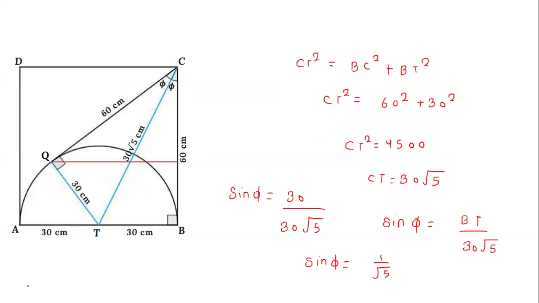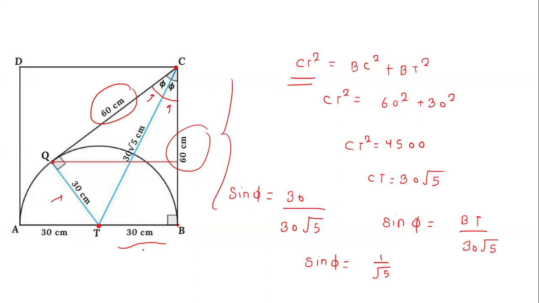Now you look at this. From the point C, there are two tangents. One is CQ and one is CB. So this length is 60 and this is also 60. Now from the point C, if you join to the point T, this is the angle bisector of this angle, and this angle is phi, so this angle is also phi. Because this is 30 and this distance is also 30, there is symmetry, so it will behave like an angle bisector.